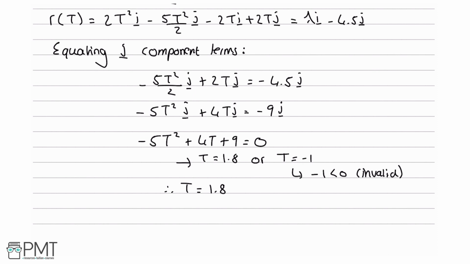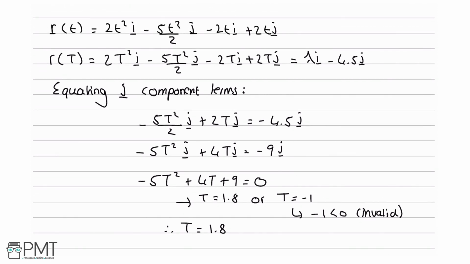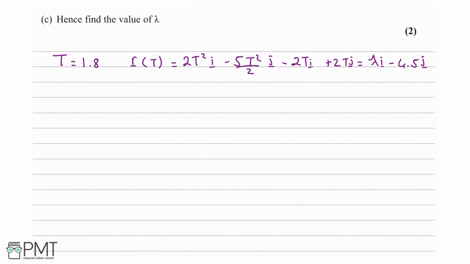And we only had to find the value of t, so we don't actually need to write the units for this one. So this part is worth 4 marks. Your first mark comes from correctly integrating your velocity and using the initial conditions to get this line. Your second mark comes from attempting to equate the j terms, so this. Your third mark comes from cancelling out your j to get a quadratic, and your fourth mark comes from getting that t equals 1.8. Part c has asked us to hence find the value of lambda for 2 marks, okay?